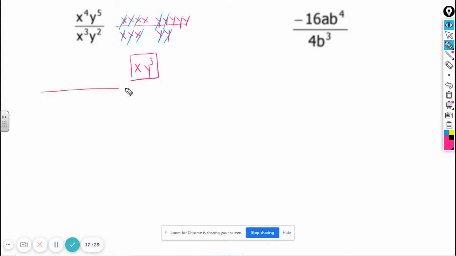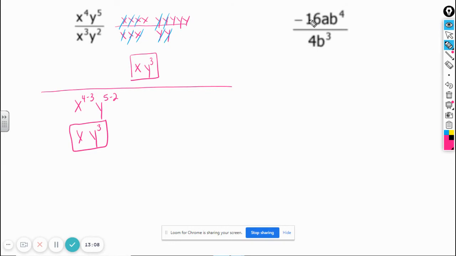Now, if you wanted to do the other method with the subtraction, you would do x to the 4 minus 3, y to the 5 minus 2. And so x to the first power, y to the third power. And that would be how you got that answer. Okay. What you need to do, though, is be really careful if you're going to use this method. Make sure that you're subtracting the bottom exponent from the top. So 4 minus 3, not 3 minus 4. Because if you get a negative exponent, you're going to be moving things around. That's why I like the expansion method better for that problem.